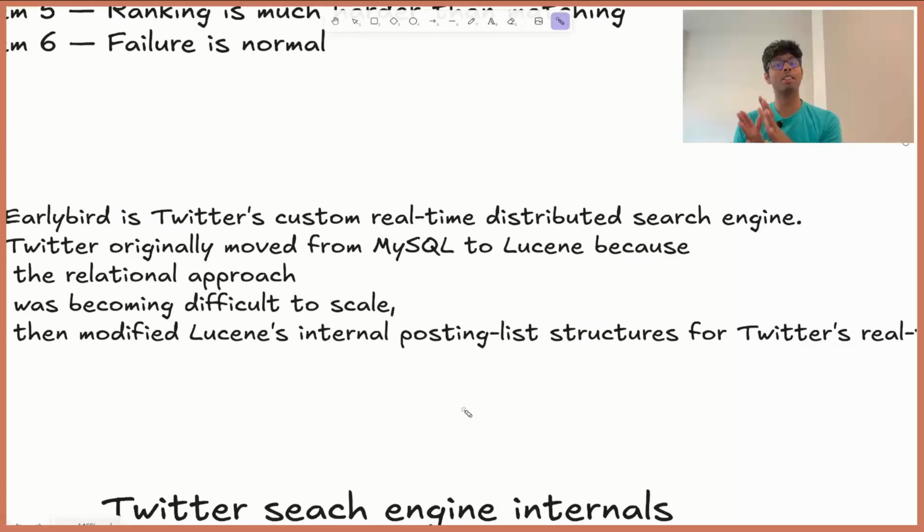It's Twitter's custom real-time distributed search engine. Twitter moved from MySQL to Lucene because the relational approach was becoming difficult to scale. If we discussed all these approaches, the relational approach that we have discussed, it was not working for Twitter. That's why Twitter made something known as Earlybird.